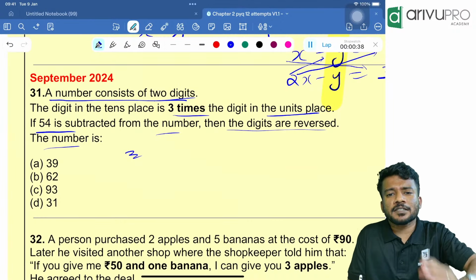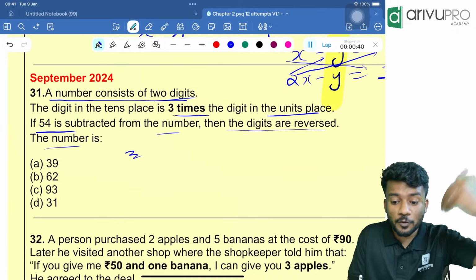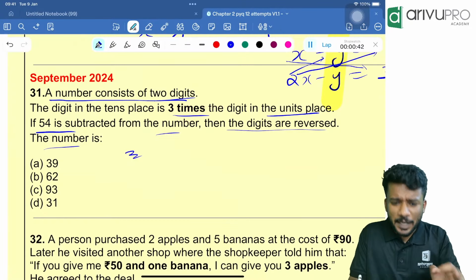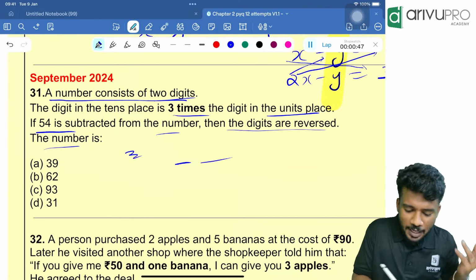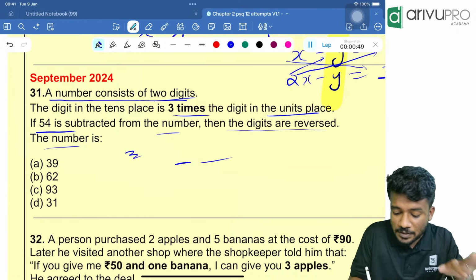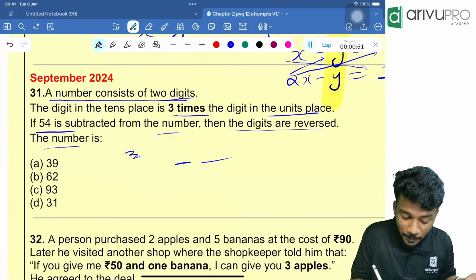Without practice, you will not have an idea about how a question will come. If you have enough practice, when you see the question, a number consists of 2 digits, okay, it's a 2-digit number. Done. The tens place is 3 times the digit in the units place. Tens place should be what?